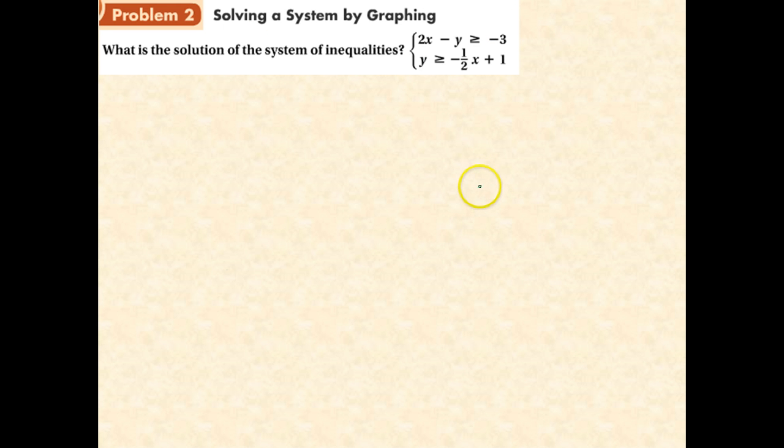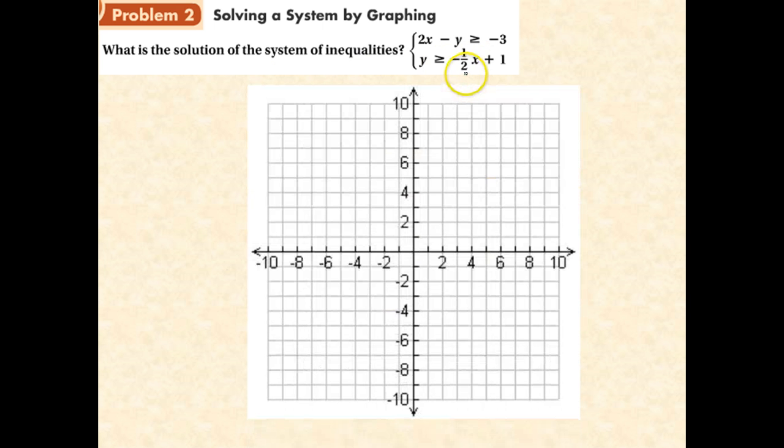Alright. Please tell me there's a better way than that, right? And there is, and it's called graphing. So, what's the solution to this system of inequalities? Let's graph. I got this one right here, which is y greater than or equal to negative 1/2 x plus 1. That's already in slope-intercept form. And then we can put this one in slope-intercept form.